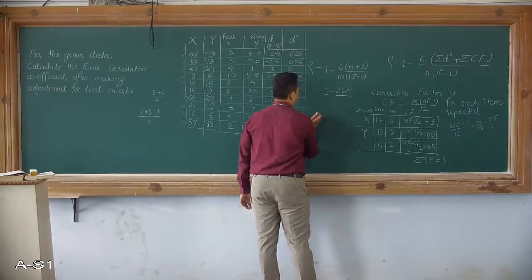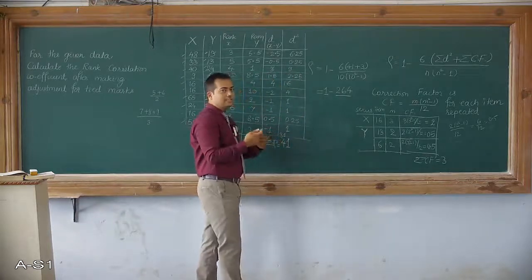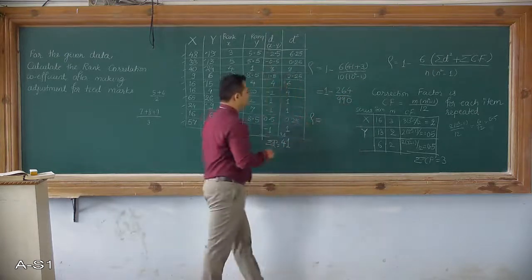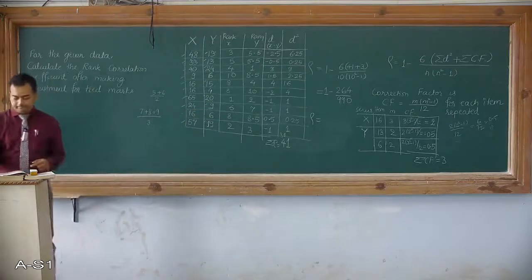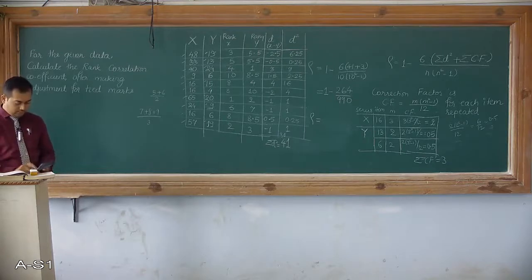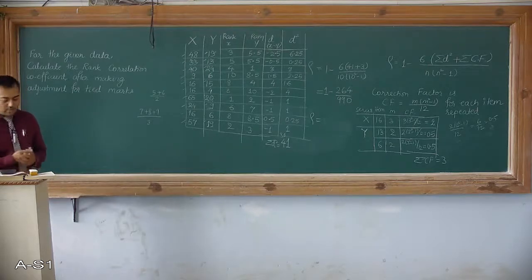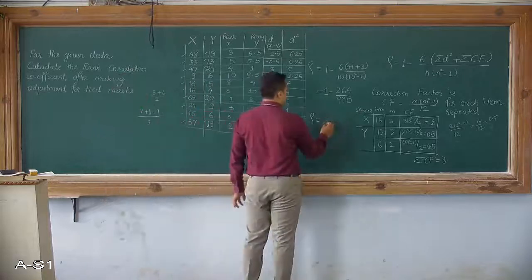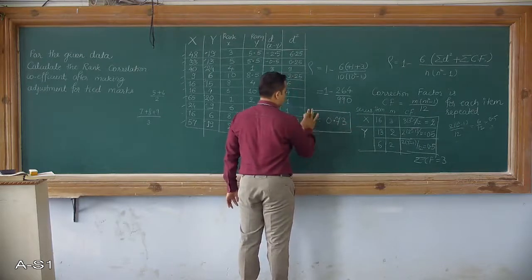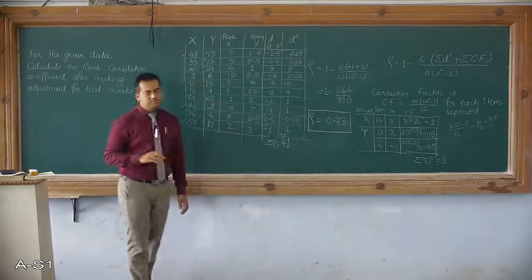divided by 10 square is 100 minus 1 is 99 into 10 is 990. So let me calculate. That is 264 divided by 990 gives us 0.26, and that has to be subtracted from 1, that gives us 0.73. So we have got the value of rank correlation coefficient as 0.73. This is the final value which we have calculated.